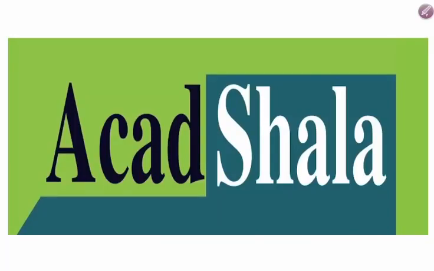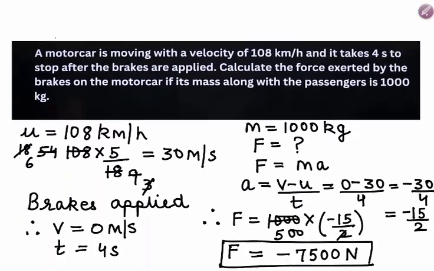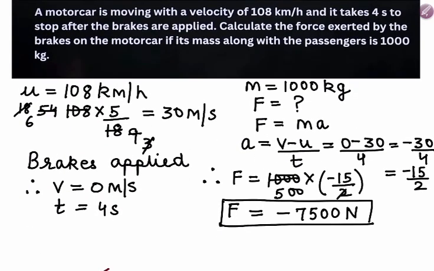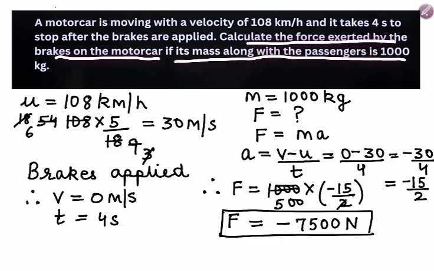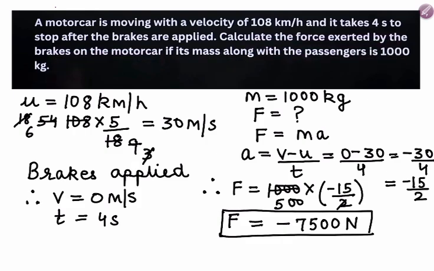Today we are going to do the numerical from the chapter Force and Laws of Motion, class 9. The numerical says a motor car is moving with a velocity of 108 km per hour and it takes 4 seconds to stop after the brakes are applied. Calculate the force exerted by the brakes on the motor car if its mass along with the passengers is 1000 kg. So what is given in the numerical, first of all, we will write down.